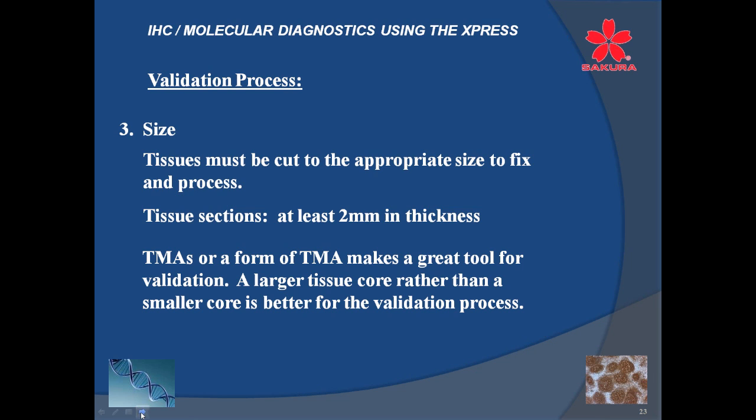And TMAs, or a form of TMAs, make a great tool for validation. I know some people don't like them, and the reason some people don't, well, we're not asking you to put 100 cores in to validate, and the cores are 1.5 millimeters, but rather you can use just maybe 6 or 8 different tissues, maybe 10, but make them a little larger. Certainly 2 millimeter cores or even 3 would be an acceptable size. Or if you can make just some blocks yourself, or have a resident or PA cut them in very nice squares and put them in a block, that could be a validation tool.